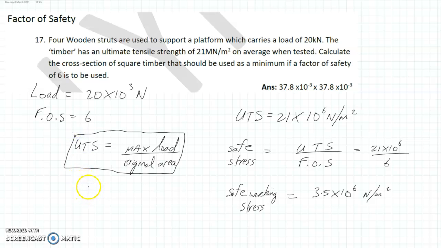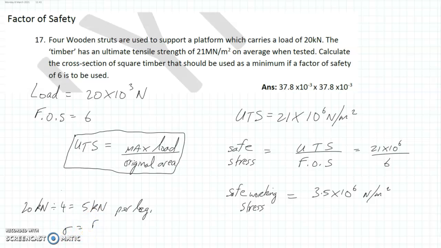Now, you see, with 4 wooden struts, each strut, the load on each strut is going to be 20 kilonewtons divided by 4. And that gives us 5 kilonewtons of load. That's 5 kilonewtons per leg, load per leg, and per strut.